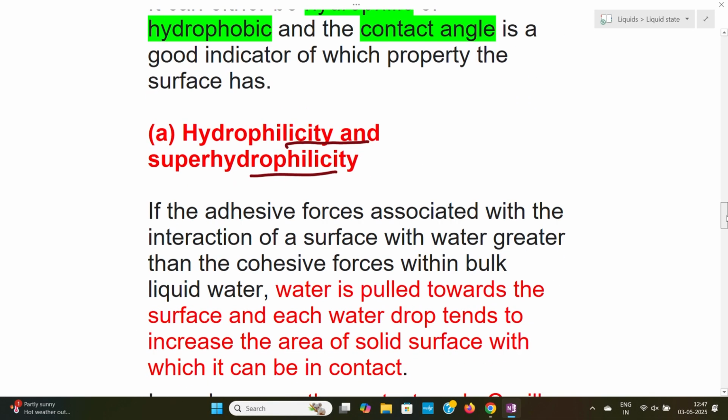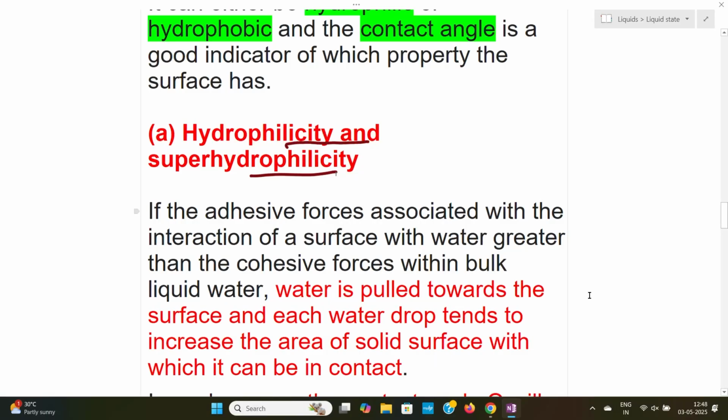Here, the contact angle is the best indicator of this property. And based on this attraction and repulsion of liquid molecules towards the solid surface, we have categorized the surfaces as hydrophilic surfaces and superhydrophilic surfaces, hydrophobic surfaces and superhydrophobic surfaces. Let us see these surfaces one by one. First, let us discuss the hydrophilic surfaces and superhydrophilic surfaces.